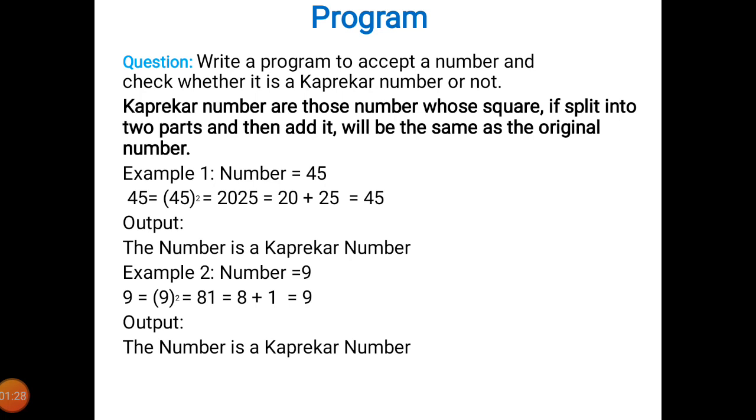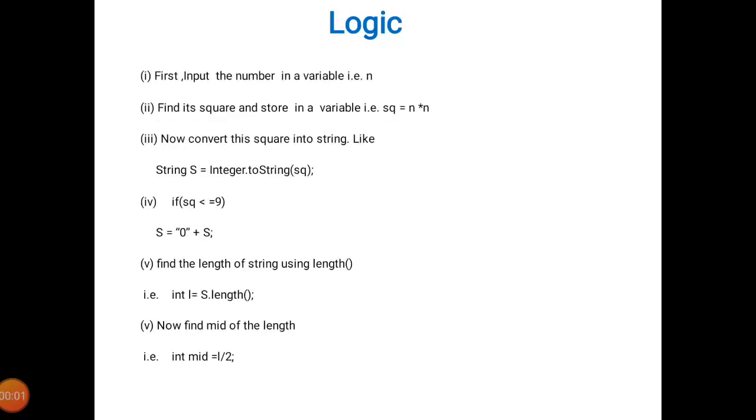Example 2: if the number is 9, then the square of 9 is 81. So 8 plus 1, again it is 9. It is equal to the number. So 9 is also a Kaprekar number. Now let's first discuss how to solve this program.